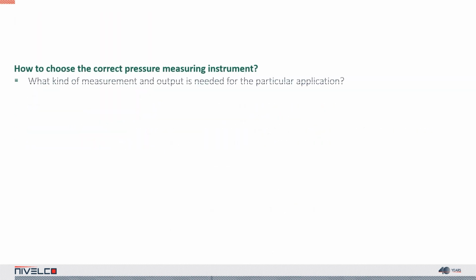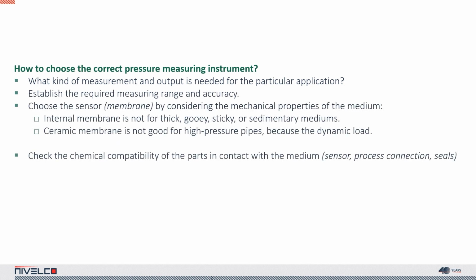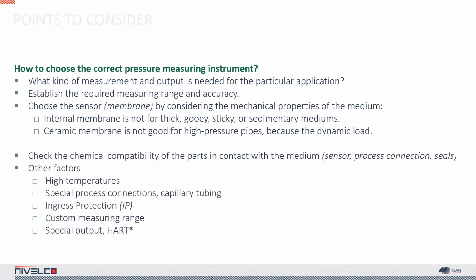To select the correct pressure measuring instrument, you have to know the output, measuring range, and accuracy requirements for the particular application. When choosing the sensor, the mechanical properties of the medium come into play. Do not use an internal membrane for thick, gooey, sticky, or sedimentary mediums. Avoid using a ceramic membrane in high-pressure pipes because the dynamic load may damage it. If you already purchased one, retrofit it with a TTR shock absorber.